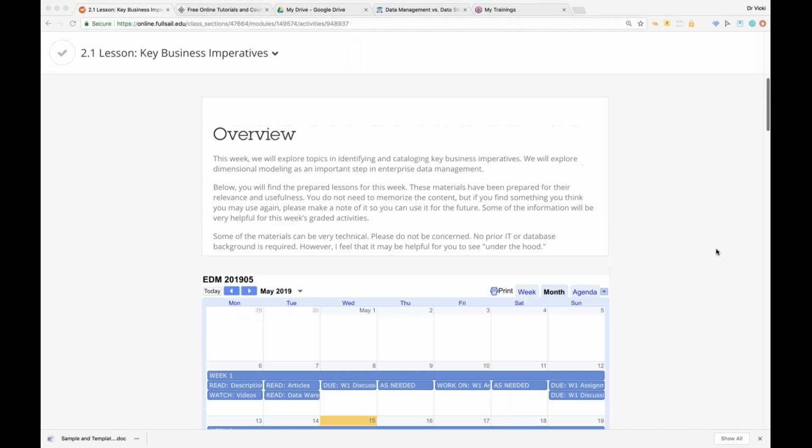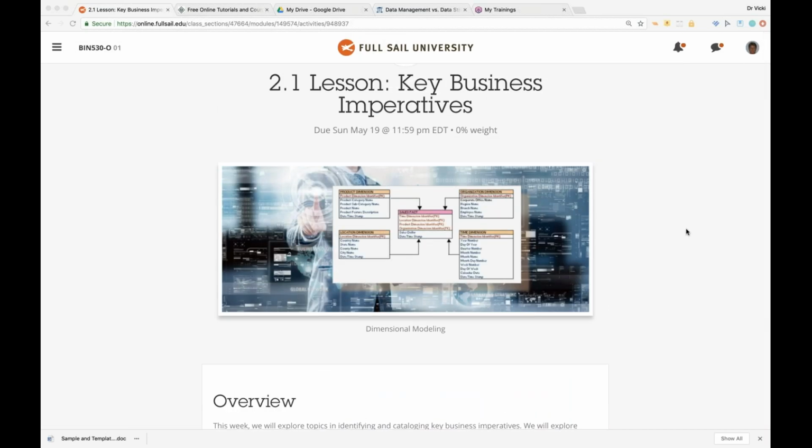This week, mainly what we're talking about is how to identify the processes within an individual business. For example, if it's an online store, we're talking about how to identify what data we need to track. Building a dimensional model for data is similar to a family tree, like when you go onto ancestry.com and they build your family tree.